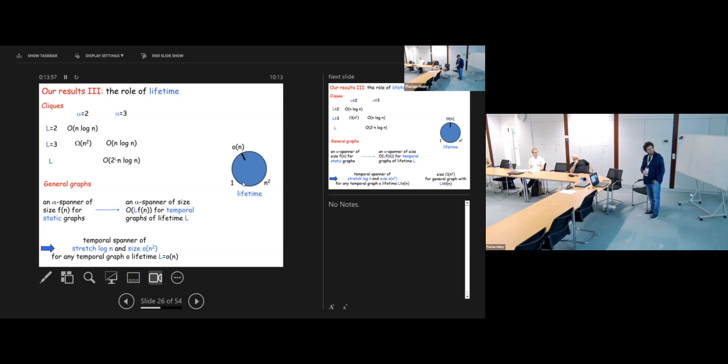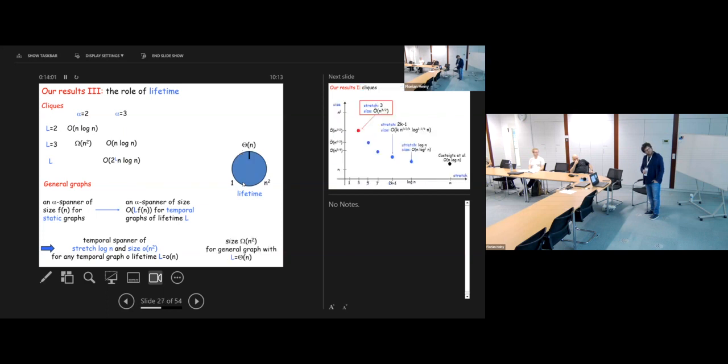And this is nice because when you move from lifetime little o of n to theta of n, the Axiotis and Fotakis lower bound applies. That means that this lower bound is essentially using the asymptotically minimum value of lifetime. Okay, so these are our results.